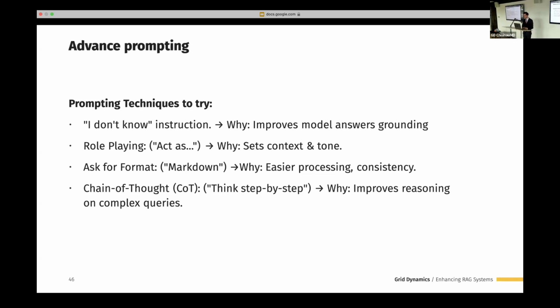And use chain of thought. Why is it important? Sometimes a user can give a very big question, and just thinking step by step about how to answer that question can improve the answer. And let's speak about how you can improve hallucinations, because a RAG system can also have this problem.